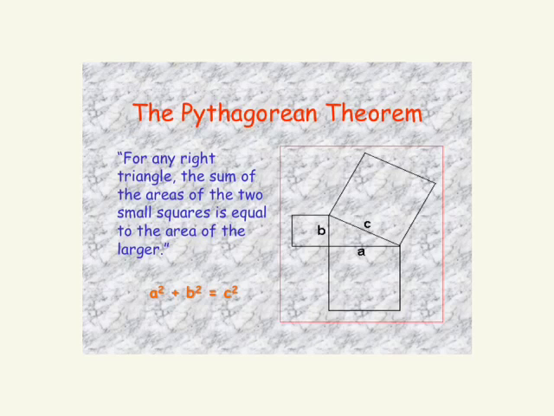That's the Pythagorean theorem. So you want to put that in your notes, ladies and gentlemen. A squared plus b squared equals c squared. Or in other words, leg squared plus leg squared equals hypotenuse squared.